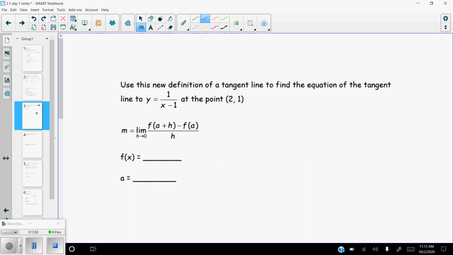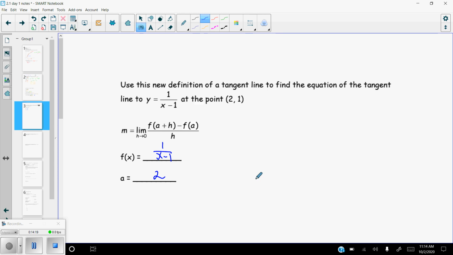So this time, we're going to use the second definition. So we're going to do it with the limit as h approaches 0 of f of a plus h minus f of a over h. So the first thing is we're going to write down f of x. Well, that's just the original function, 1 over x minus 1. The a value here doesn't change. That's still the x value that we're approaching, so that's 2.